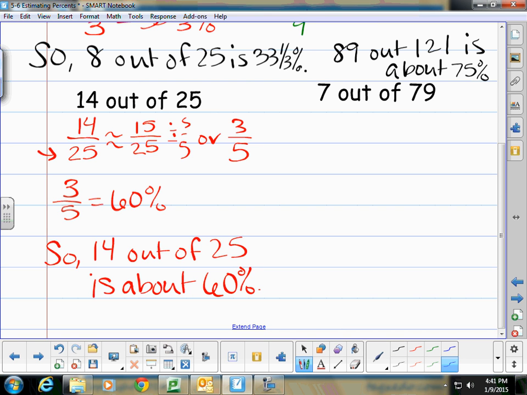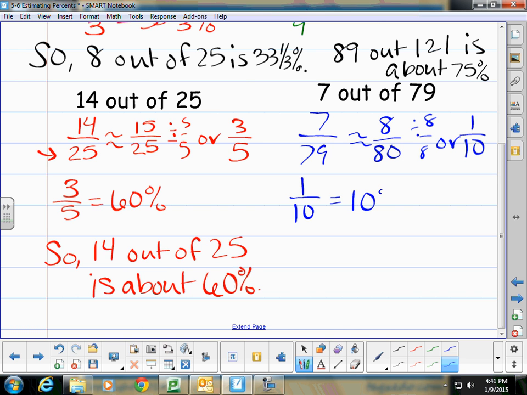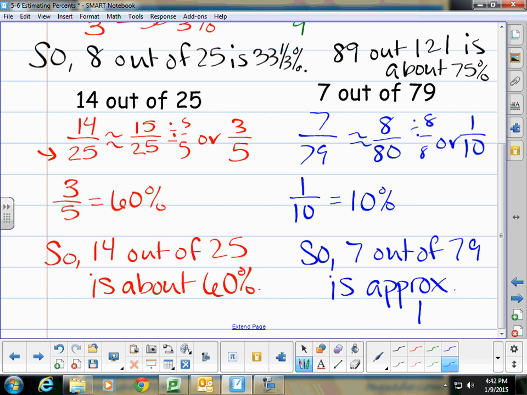Last one over here, 7 out of 79. What would we do there? Think about how you could change this the least. Well, just one away here. I could round this to 8 and this to 80. I didn't change them much. They're pretty compatible. This simplifies. 8 goes into both. So this is the same as 1/10. Okay? 1/10 is the same as 10%. So what this means is 7 out of 79 is approximately 10%.